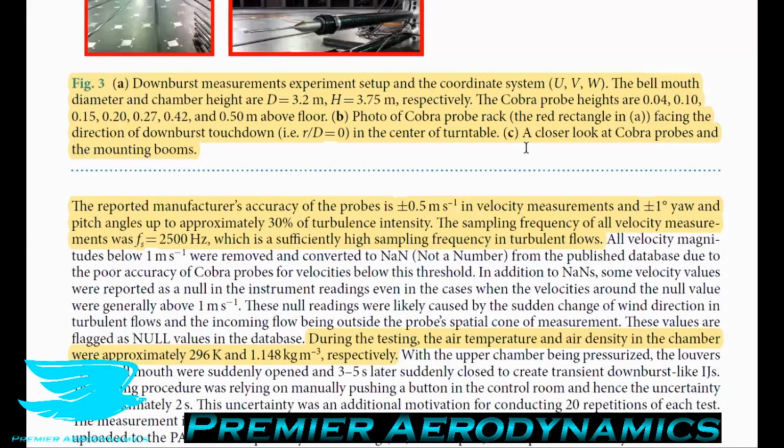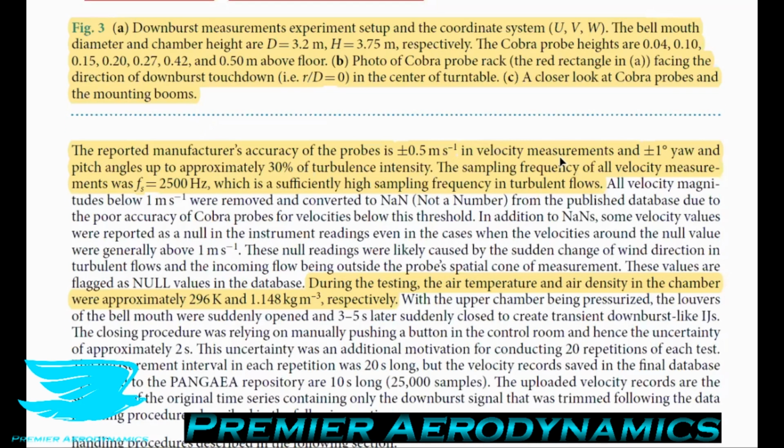In terms of the frequency response, this is actually quite high, because the early versions of the Cobra probe, which I've also used, were limited to 500 hertz. In recent times, the Cobra probe manufacturers, which come from turbulent flow instruments, I think they're called TFI from memory, have really increased the frequency resolution a lot. It's quite nice.